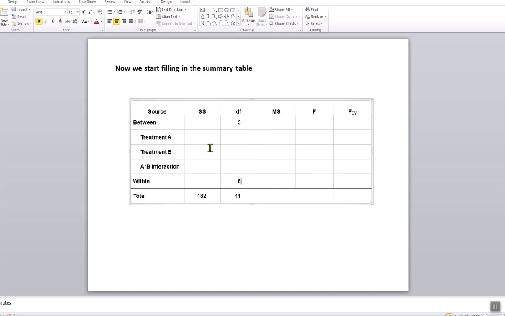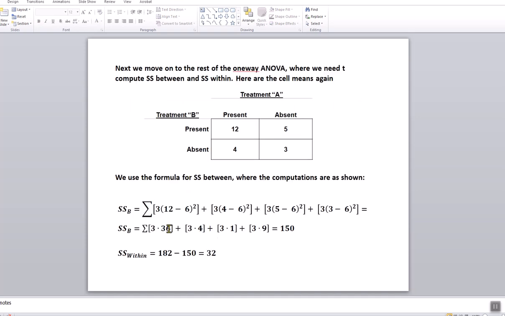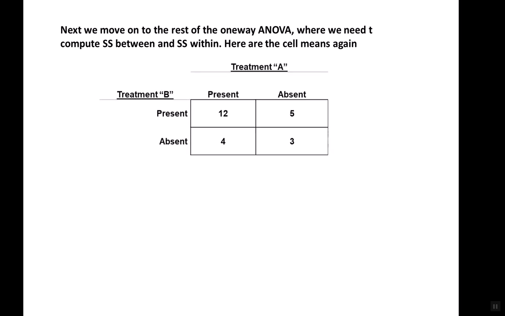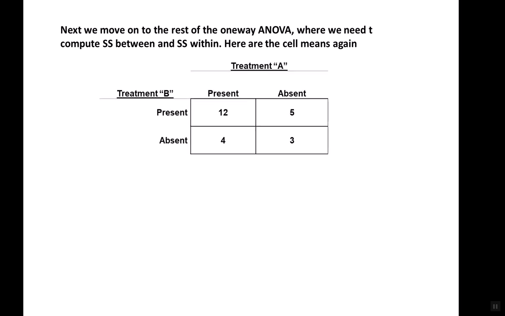The next thing to do is to compute the between group sum of squares. Here's where I would have had an animation in my PowerPoint, but let's see what happens here. If we go back to the structure of the experiment using the cell means, the cell means are what's important when you're computing the sum of squares between, because the sum of squares between is a measure of how far each cell is from the grand mean. How far is the cell mean itself from the grand mean?